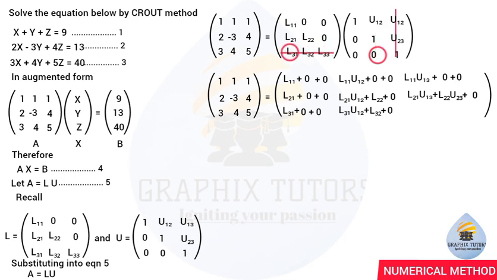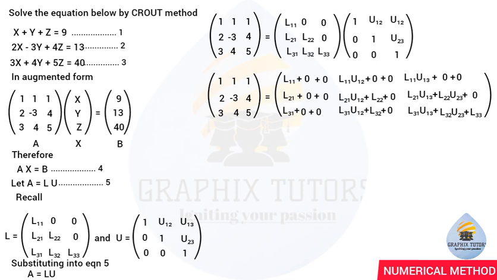Now we'll go to the third column. L sub 31 times U sub 13 will give us L sub 31 U sub 13, plus L sub 32 times U sub 23 will give us L sub 32 U sub 23, plus L sub 33 times 1 will give us L sub 33. That is what we have for this particular part.